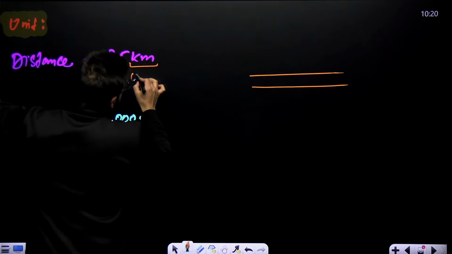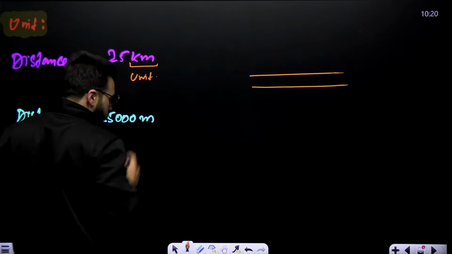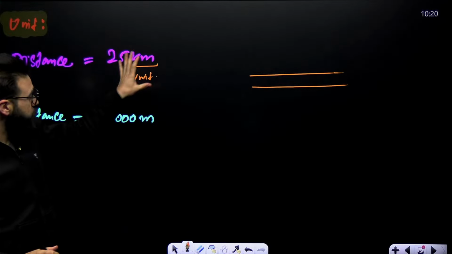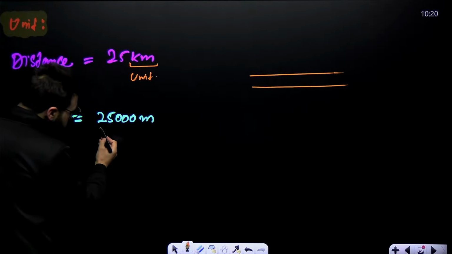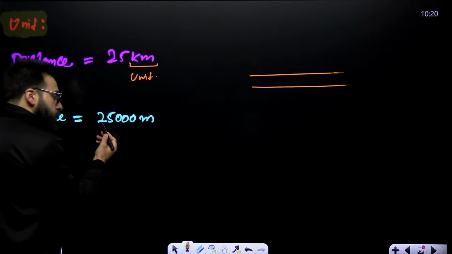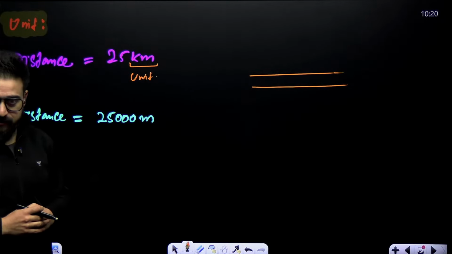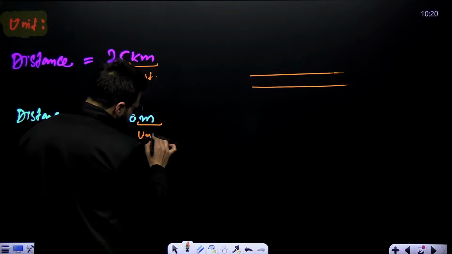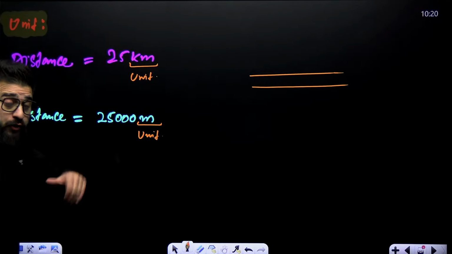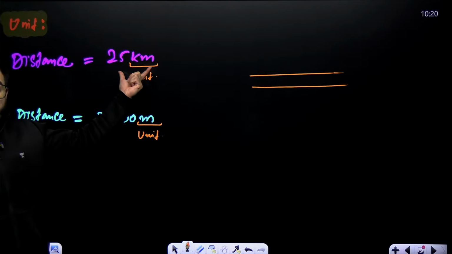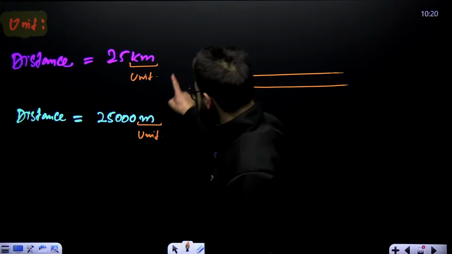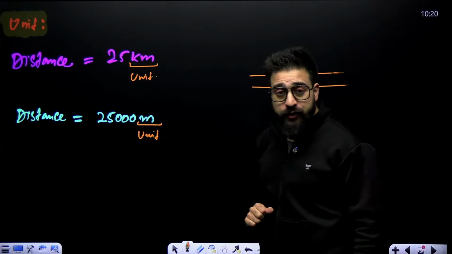This kilometer is what we call the unit. We measure the distance in kilometers. This is a unit. Similarly, you can also say the distance is equal to 25,000 meters. So this is also a unit. You can measure the distance in kilometers, and you can measure the distance in meters also. These are both units.